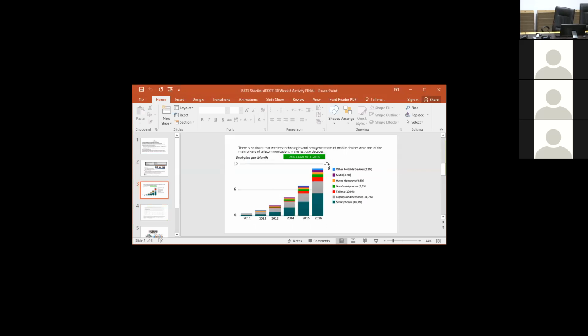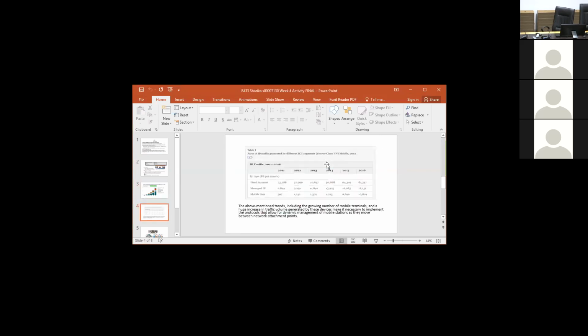Sorry. Okay, can you see this graph? This shows that as we move from 2011 to 2016, there's a vast increase in the use of wireless technologies. And as we move through the years, there are more devices and more people connected to wireless. And this table also shows the internet, fixed internet, managed IP, mobile data. As we increase by years, there is an increase in the use of mobile data as well.